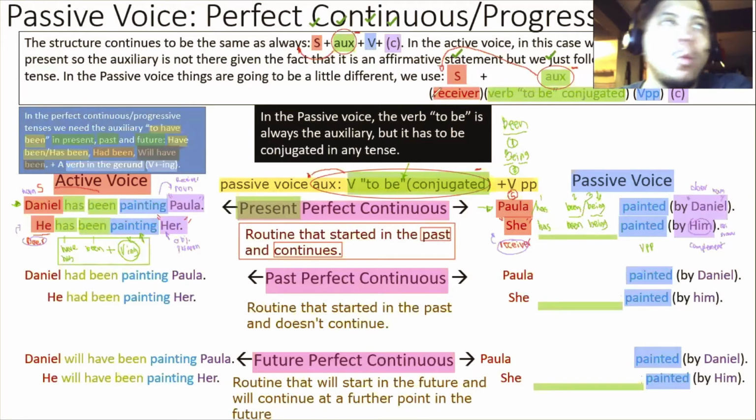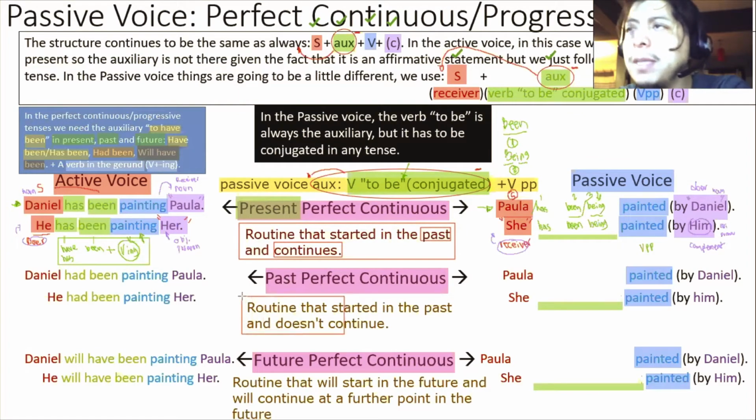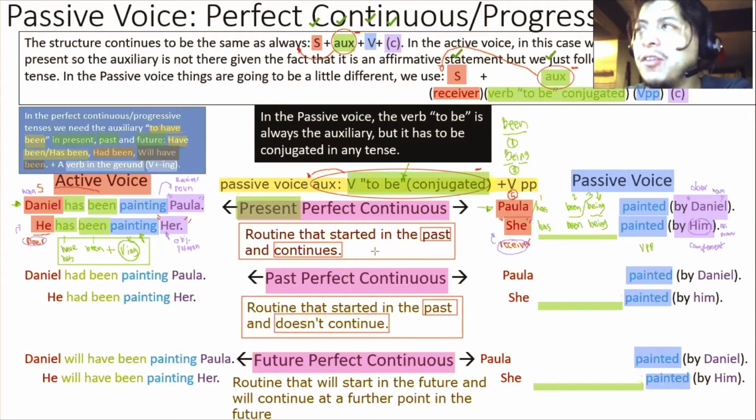Now, let's move on to the past perfect continuous. When do we need it? When do we use it? The past perfect continuous is a routine that started in the past. In the past you started, but it doesn't continue. It is a little different because this is a routine that you had picked up, a routine that you had started to do, and now you stopped.